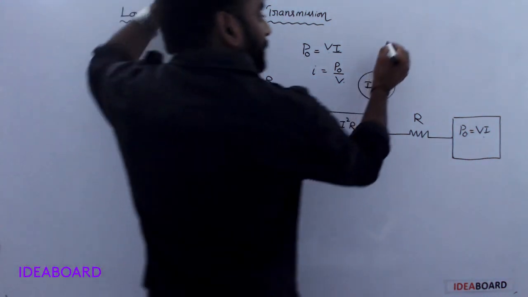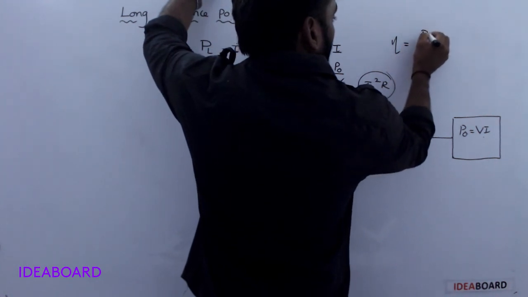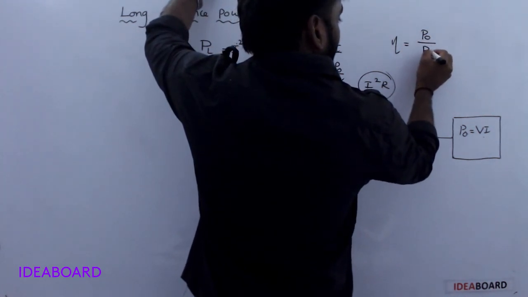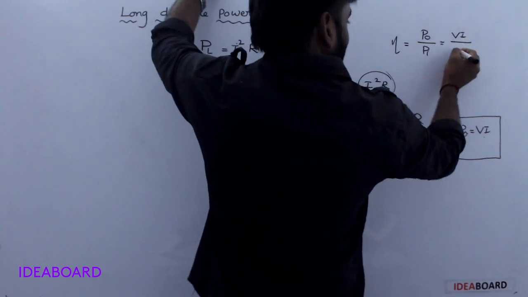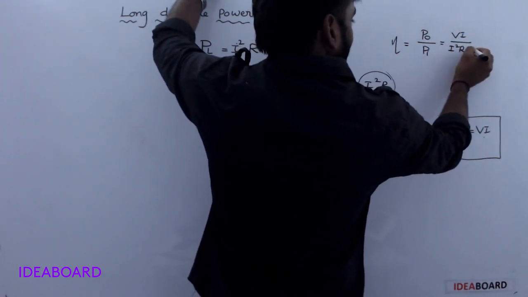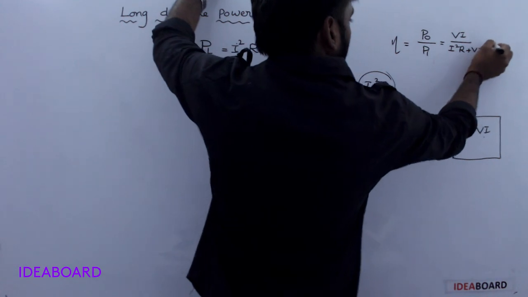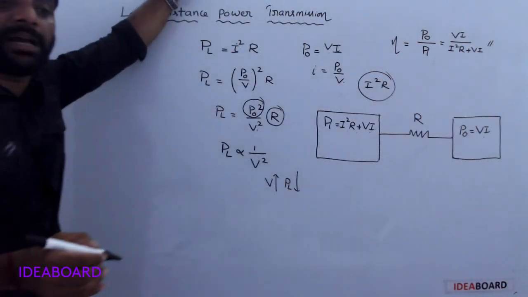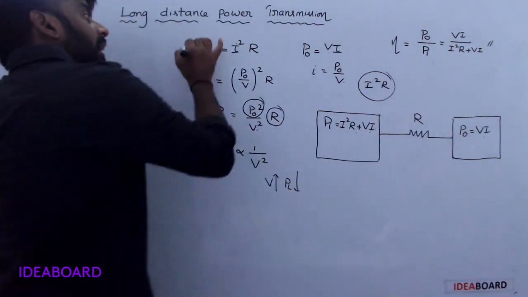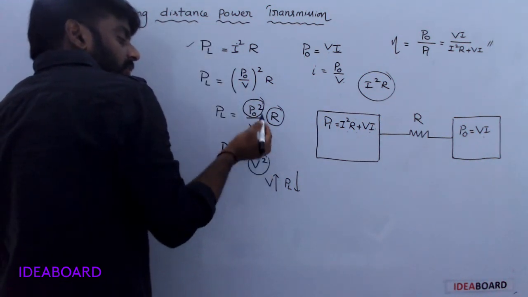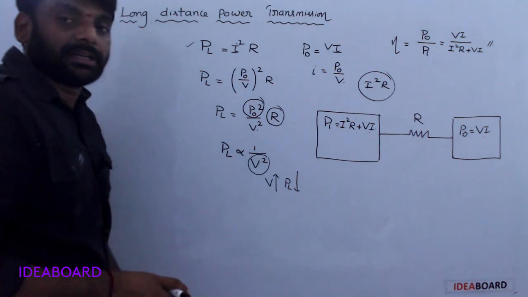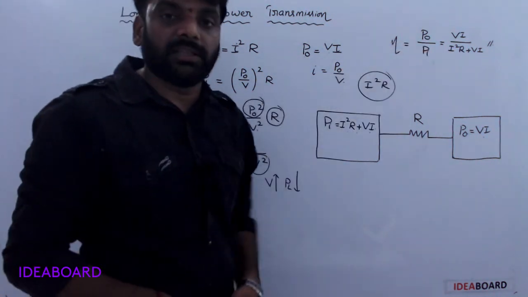Now efficiency is equal to output power by input power. Output is V I. Input is I square R plus V I. Once again, when voltage is increased, loss of power is decreased. Efficiency, this one.